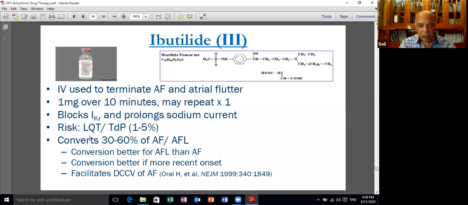And it produces torsades similar to dofetilide and sotalol in 1 to 5%. It converts atrial flutter and atrial fibrillation to sinus rhythm in 30 to 60%, better for atrial flutter than in atrial fibrillation. And it can be used for atrial flutter that's refractory to electrical cardioversion, to give ibutilide, to repeat the cardioversion, and get more success.